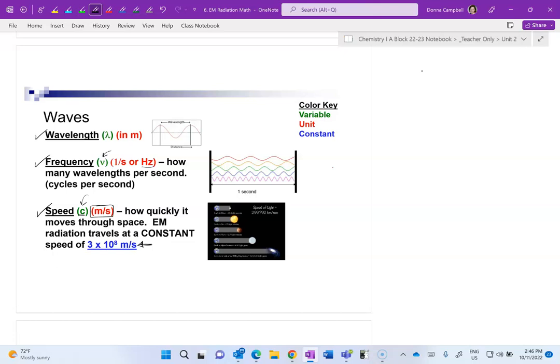Frequency has the symbol nu, and its units are 1/s or hertz. Wavelength has the symbol lambda, and its units are meters. This is very important. A lot of times the numbers will be given in nanometers or micrometers, and you need to change them into meters. Let's see how that's done.